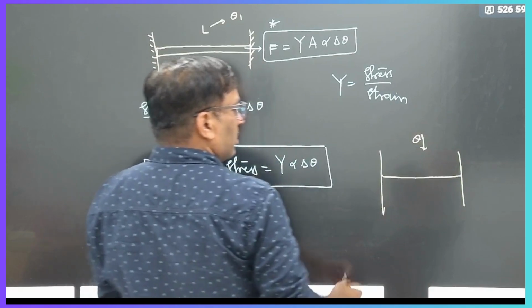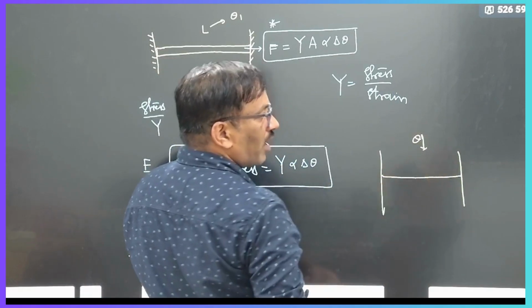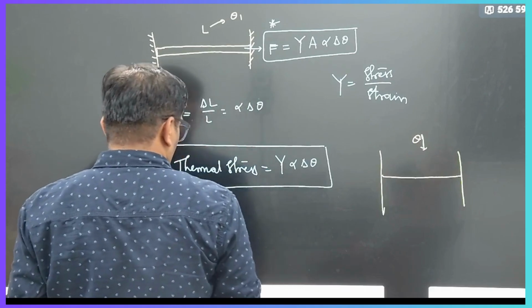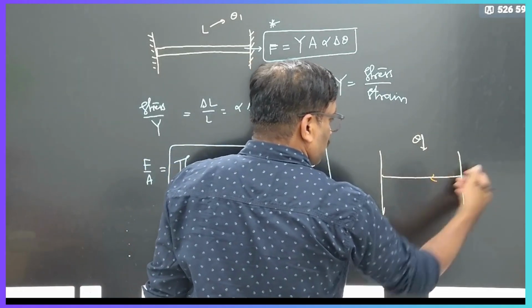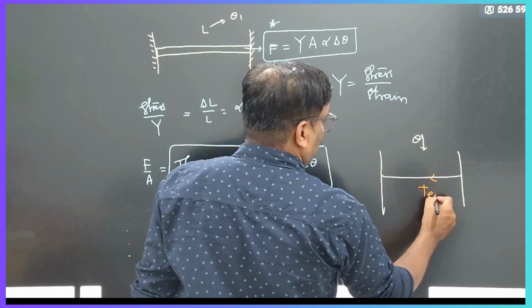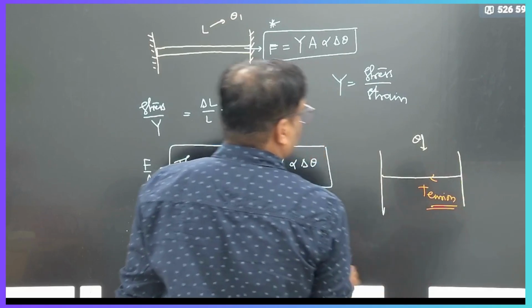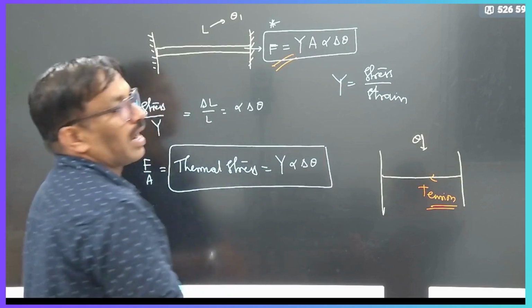what will happen now? It is going to contract. Due to this contraction, what will happen here? It is going to experience a contraction force, and it is going to create tension on this. So how to calculate the tension here? The same formula you can use to calculate the tension.